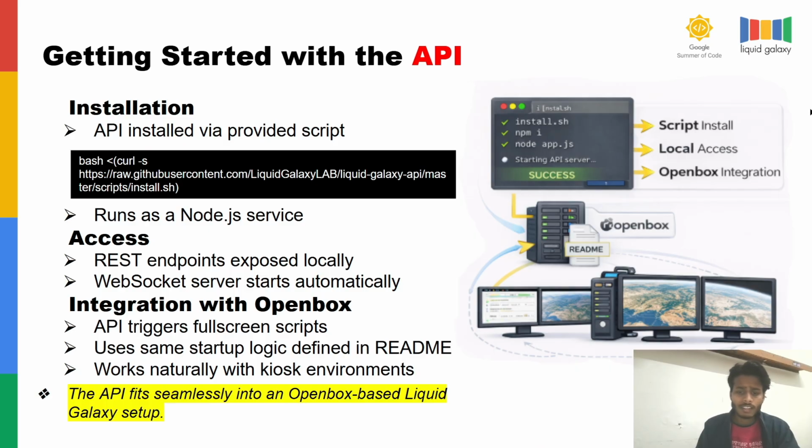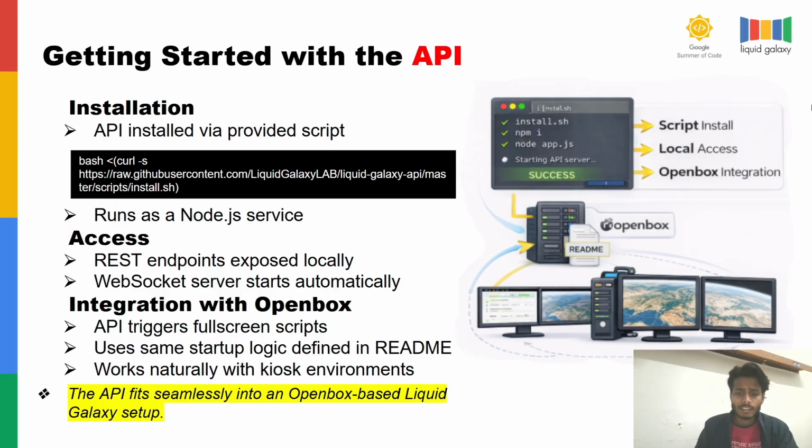How do you actually start using this API? The good news is getting started is simple. Installation is done using the provided script. You don't have to manually set up things step by step. You run this script once and it installs everything needed and starts the API as a Node.js service on the master node. Once it's running, the API just stays there in the background, ready to receive commands.